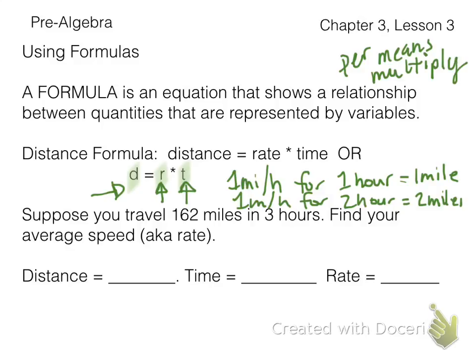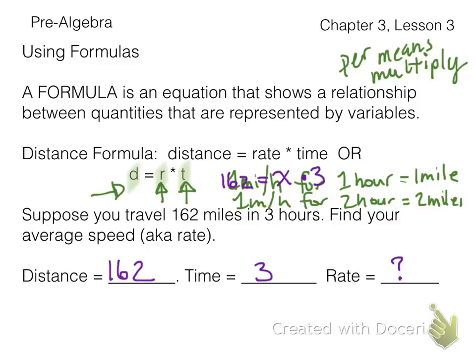All right. So let's suppose you're traveling 162 miles in 3 hours. We want to find your average speed. Speed is also known as your rate. Well, let's figure out what we do know. We know that the distance is 162, and the time is 3, and the rate, well, we don't know. Since we don't know the rate, it is going to be our variable.